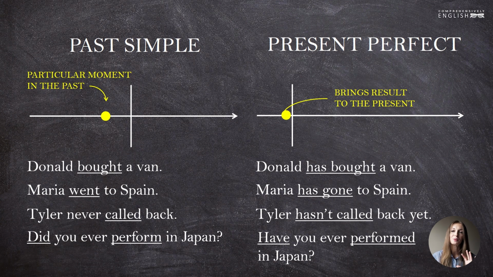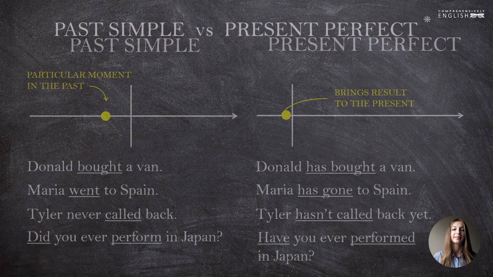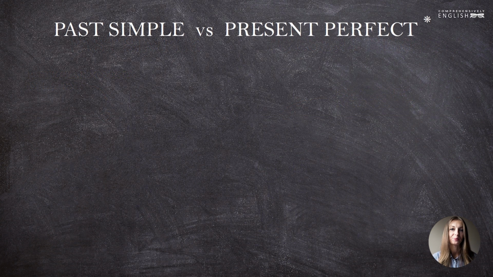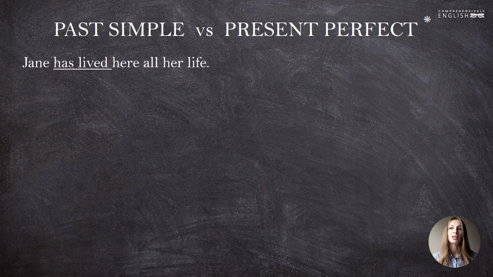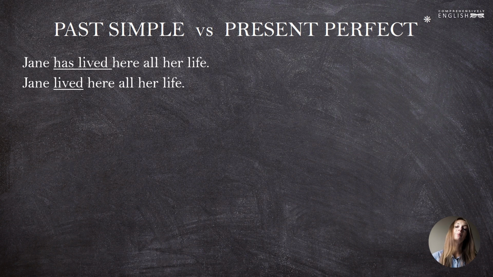I hope the difference between these two sets of sentences is clear. Let's look at some more examples. Jane has lived here all her life, and Jane lived here all her life. What is the difference between these two sentences? What information does each of them give us?